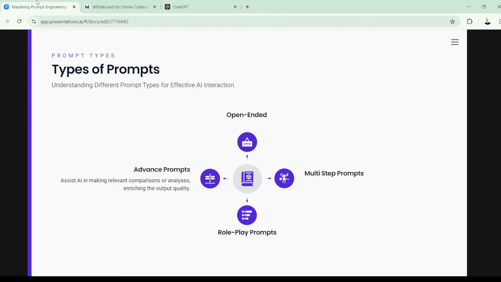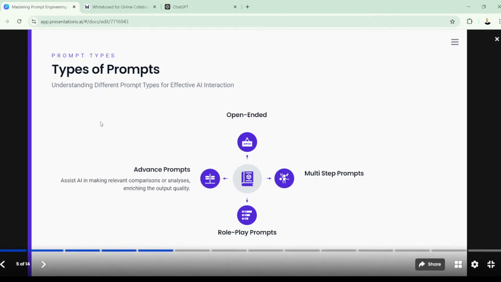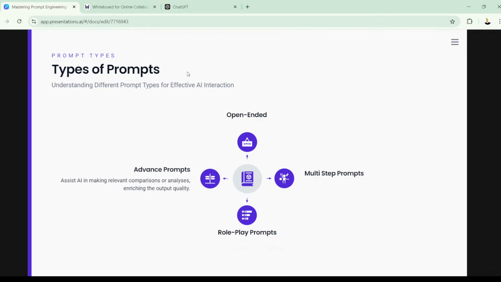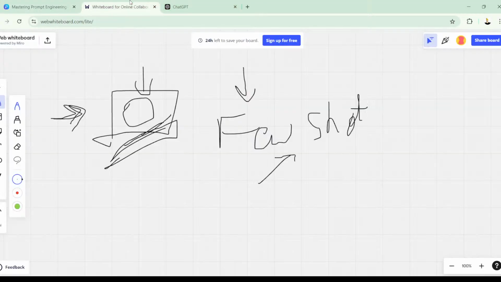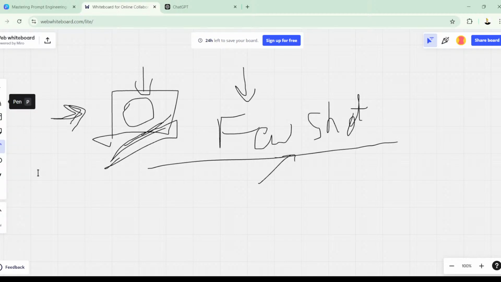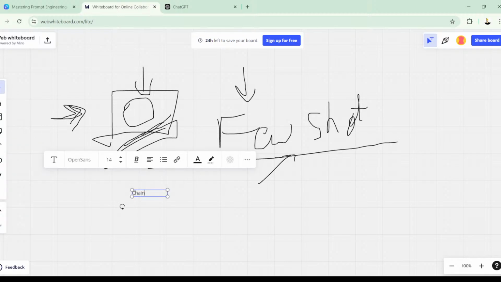The third one is chain of thought prompting. I have not mentioned it in this PPT, but let's just discuss it. I will share this PPT after class. So chain of thought prompting is a technique where you guide the AI to think through a task step by step, breaking it down. Let me write it here. Chain of thought.